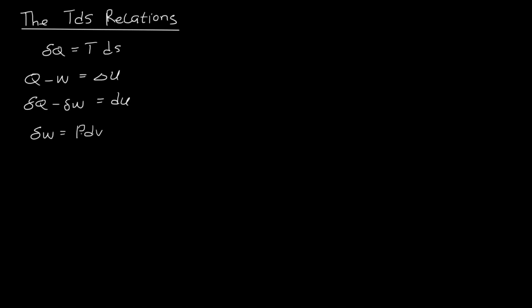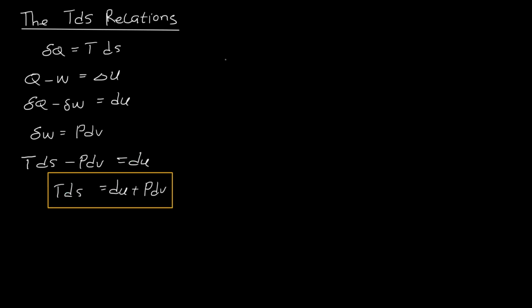Recall that for a reversible process, dq equals TdS. We can use this in the equations we already know to find the entropy change for a process. The differential form of our energy equation for a control mass is dq minus dw equals du. Differential boundary work, dw, is equal to pdv. So substituting dw equals pdv and dq equals TdS, we have TdS minus pdv equals du, or TdS equals du plus pdv.